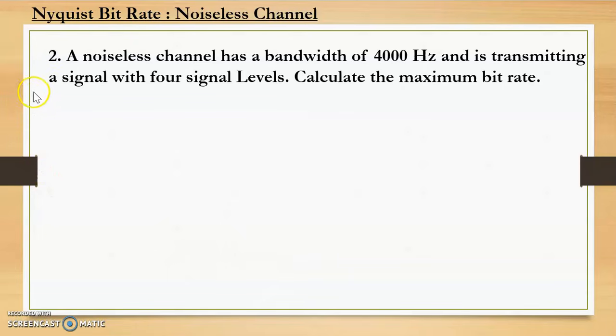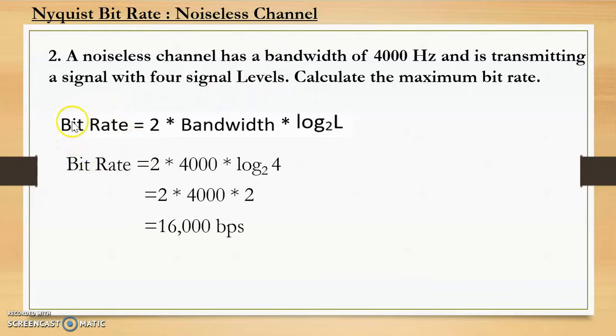Let us solve another problem. The question is, a noiseless channel has a bandwidth of 4000 Hz and is transmitting a signal with 4 signal levels. Calculate the maximum bit rate. So we are given the bandwidth as 4000 Hz and we are given the number of levels as 4 and we need to find the bit rate. So this question is actually same as the previous one, only the number of signal levels has been changed to 4. So this is the Nyquist formula to find the maximum bit rate, that is 2 into bandwidth into log L to the base 2.